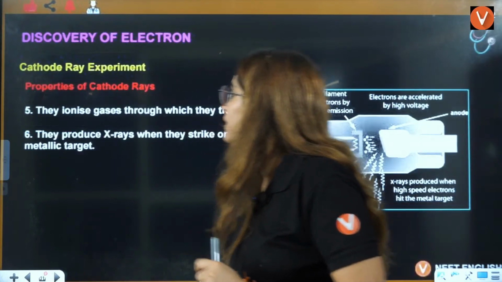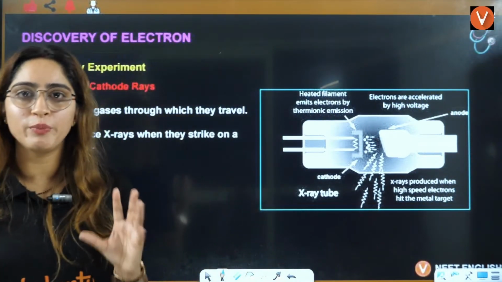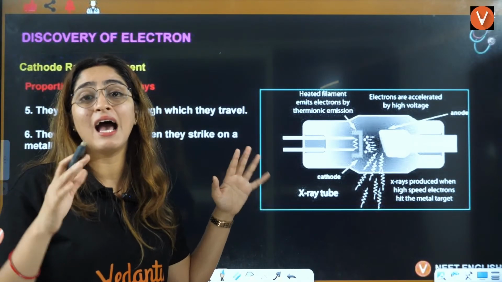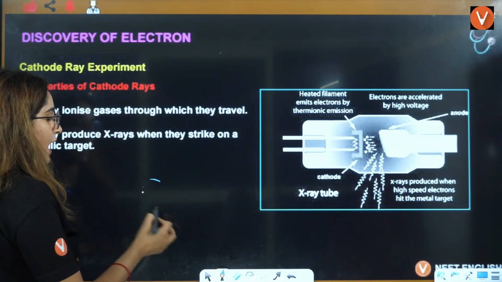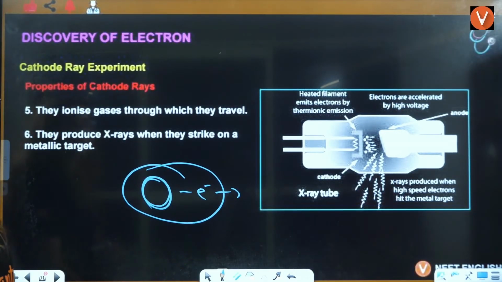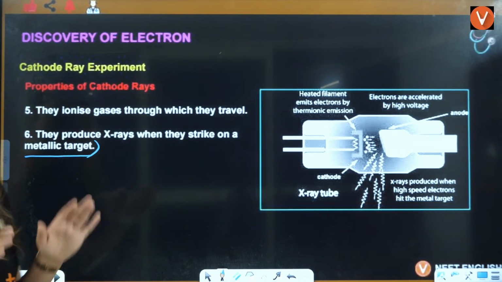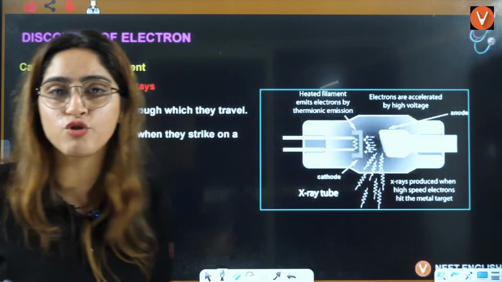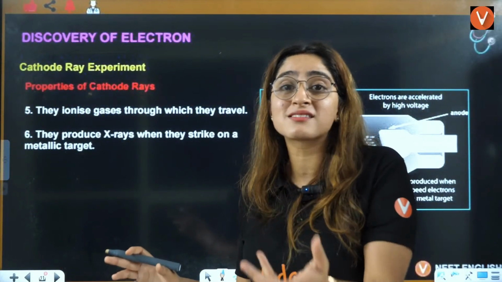Next is the ionized gas through which they travel, right? Now, what do you mean by that? So this means that they have a very high energy, right? So that's why, ionized gas means, for example, this is a gas, right? So they have the ability to take out electrons from this gas, right? They produce X-ray when they strike on a metallic target. So these all are the properties of electrons that they observed experimentally, that whenever they strike on a metallic surface, they will produce X-rays, right?